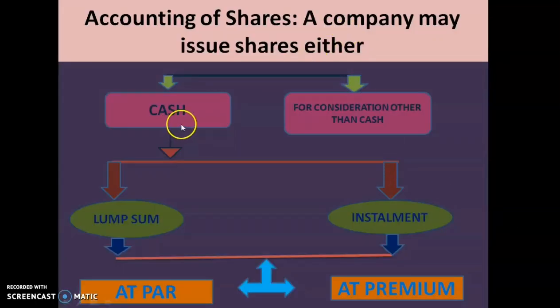In today's class we have discussed how to pass the journal entry when the shares are issued for cash on an installment basis, when the shares are issued at par or at a premium. So please children, you have to do the problems to get a better understanding of these cases and attend the test paper provided in this session. Carefully read the question and attempt the answer.